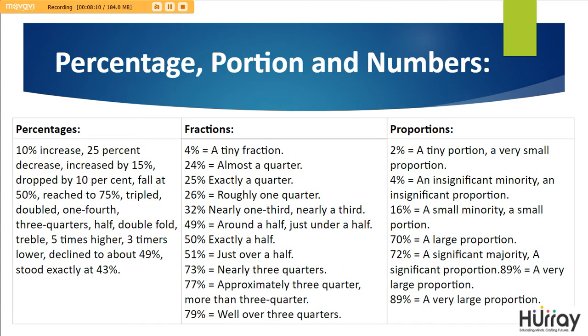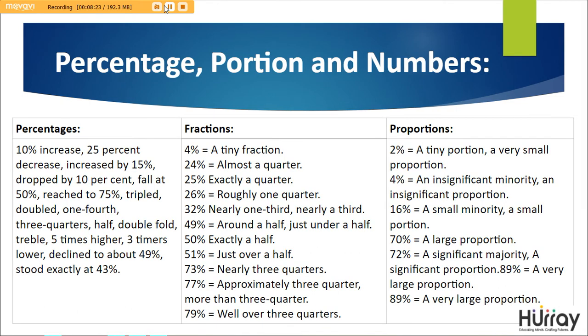When describing percentages, portions, and numbers, you could use some good graphical jargon that could be a combination of verbs or adverbs, and you could put it in a number of ways. You could say 10% increase, 25% decrease, or increased by 50%, or dropped by 10%, fell to 50%, reached 75%, etc.